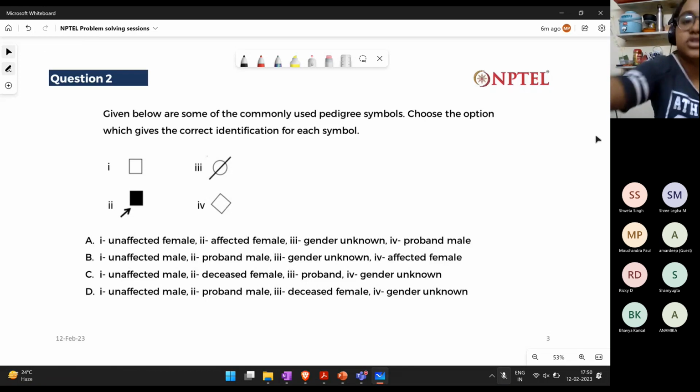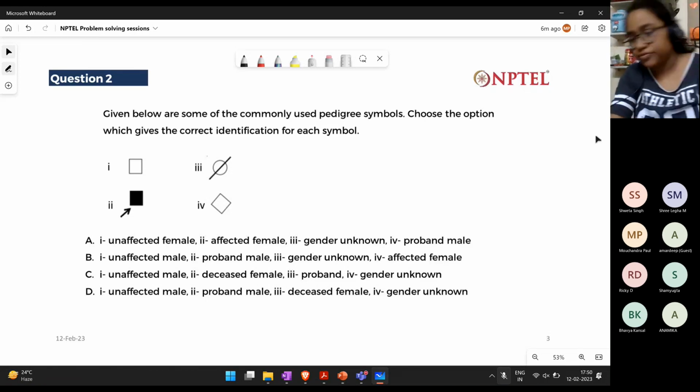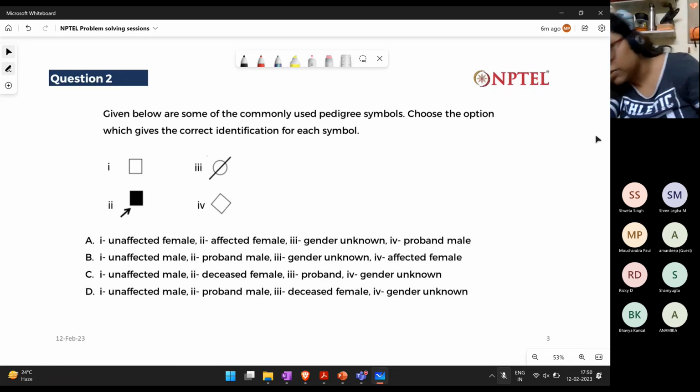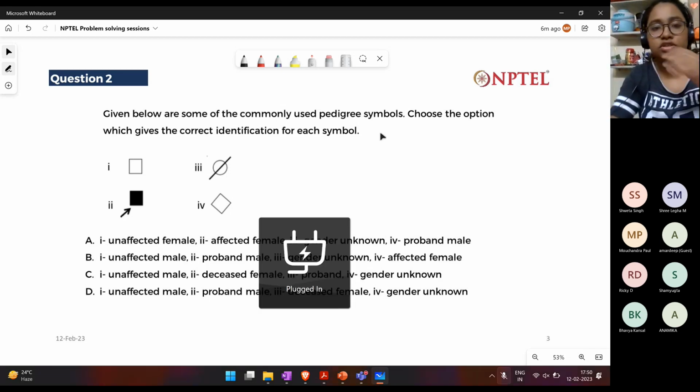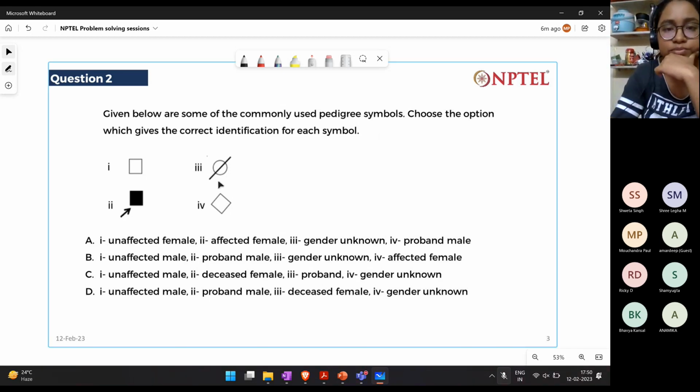So this is a question for you. Please have a read. The question says that these are a few of the symbols given, and you have to identify which symbol stands for what. It's a very easy question. I'll just move on. I'll not waste too much time in explaining this question.